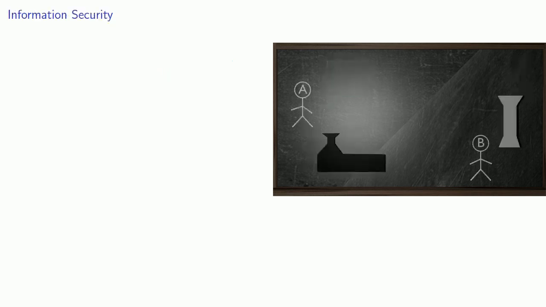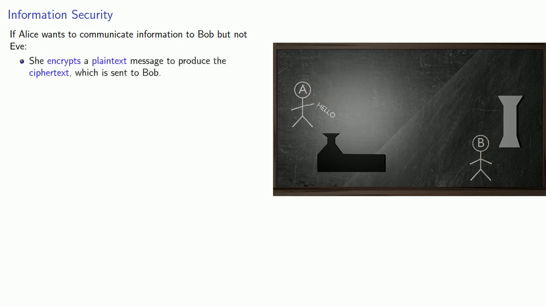And so we can look at information security in the following way. If Alice wants to communicate information to Bob, but not to Eve, she encrypts a plain text message to produce the ciphertext, which is then sent to Bob. Now, in order for this to be a communication system, Bob has to be able to recover the original message, so Bob decrypts the ciphertext message to recover the plain text.